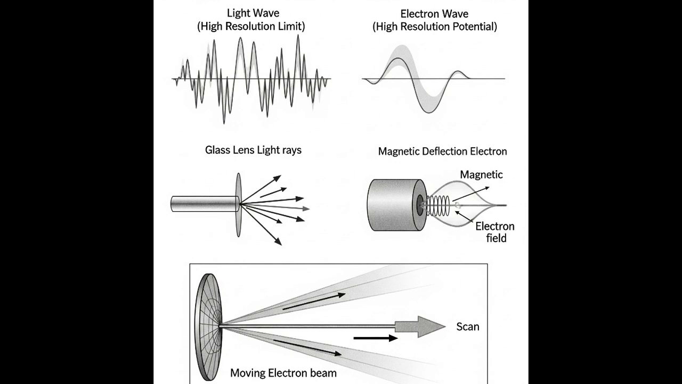And the bottom, you see why electron microscopes, especially SEMs, are so versatile. Just like an old CRT television, we can scan the electron beam across a sample, building up an image point by point, which allows for detailed surface analysis.